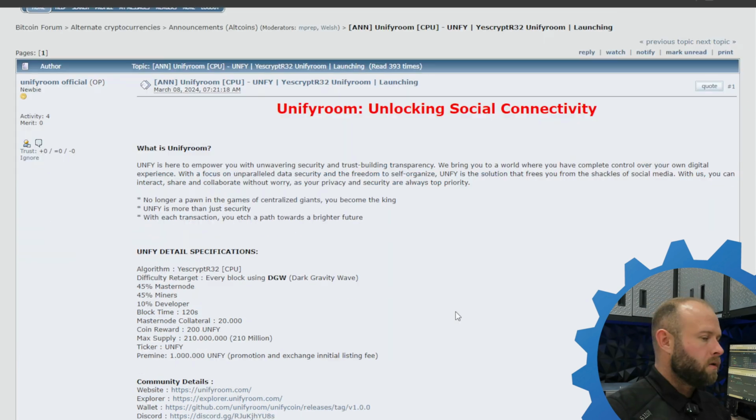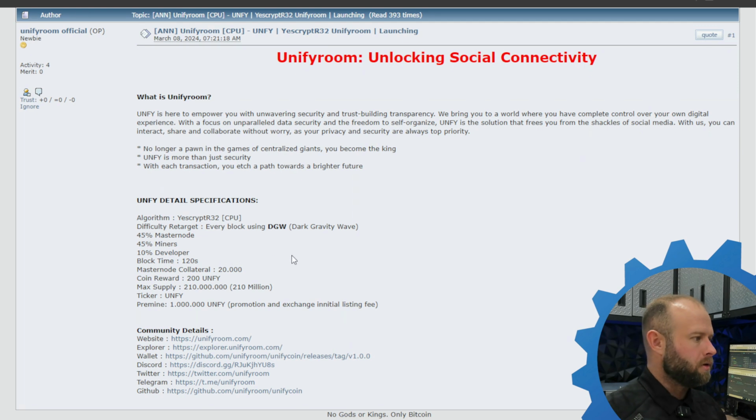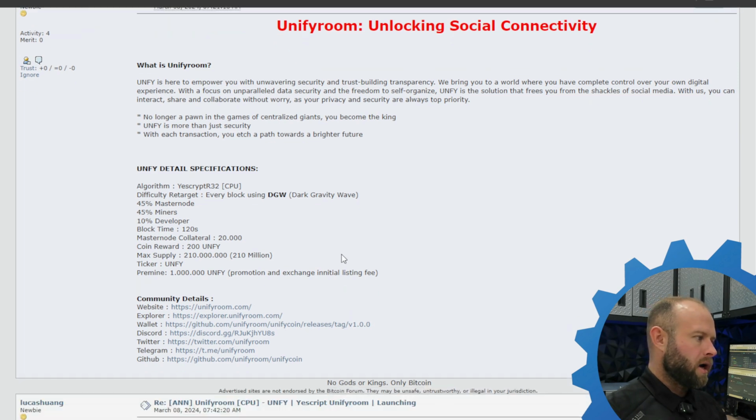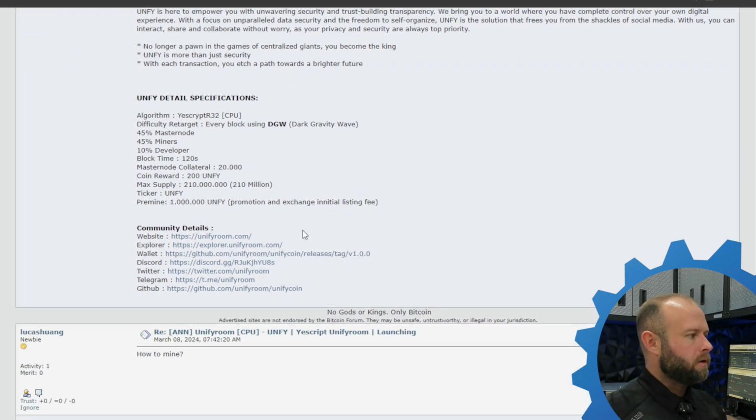It's on rplant. Next one, Unify Room, another CPU coin on Yescrypt R32. Never even heard of it. No idea what that algorithm is. It says it's CPU, though. Every block using Dark Gravity Wave. The split, not great: 45% to miners, 45% to masternode, 10% to the developer. So he's just sitting back and collecting. Masternode collateral, 20,000.